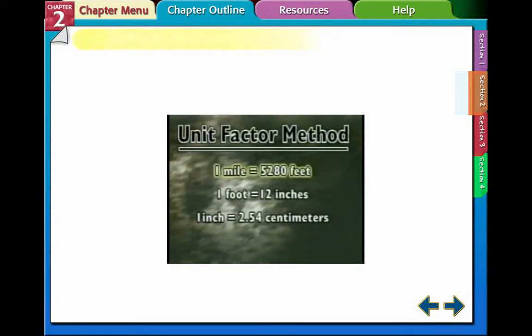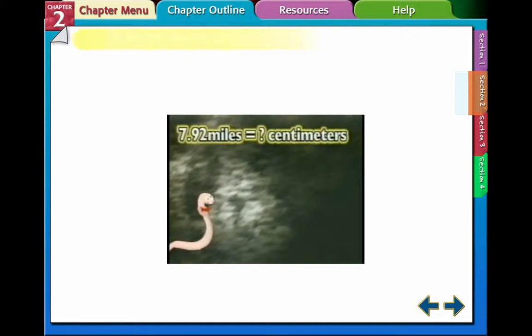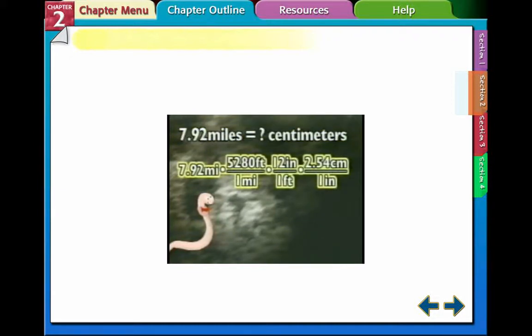1 mile equals 5,280 feet, 1 foot equals 12 inches, and 1 inch equals 2.54 centimeters. To find out how many centimeters Willie has to wiggle, we set the problem up this way: 7.92 miles times 5,280 feet over 1 mile times 12 inches over 1 foot times 2.54 centimeters over 1 inch.